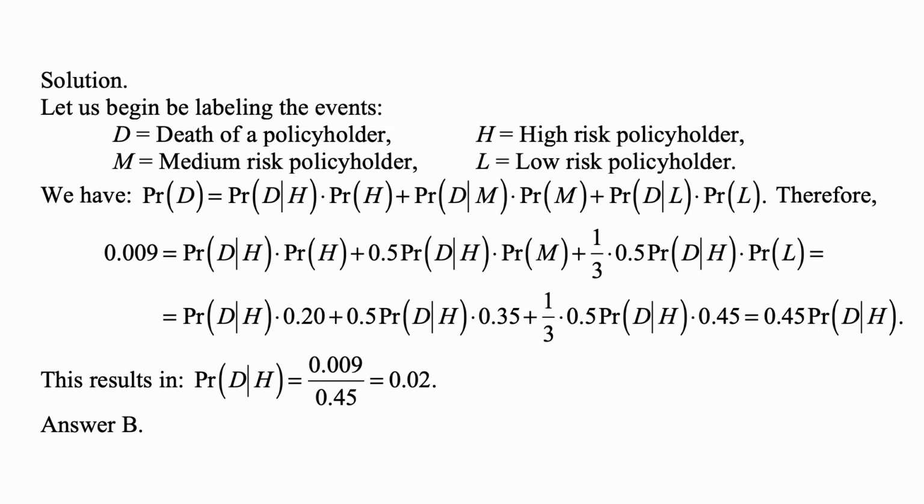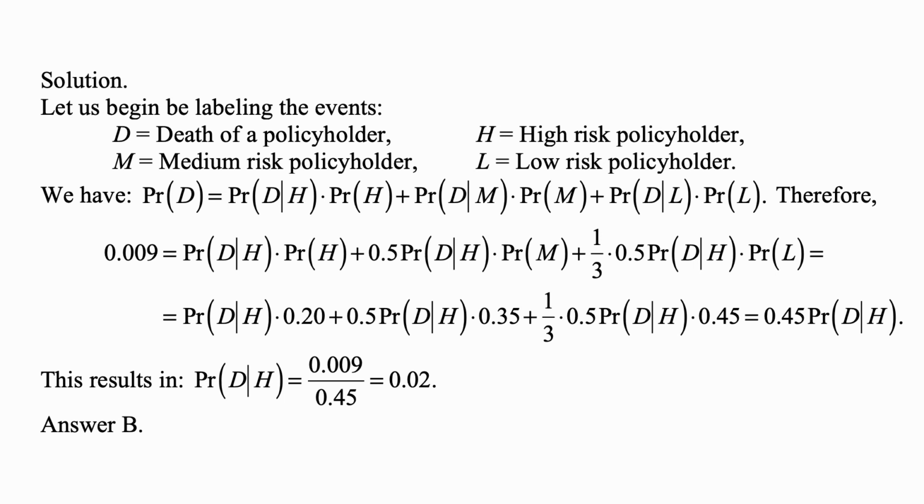and probability of D given M is 0.5 of the probability of D given H, and probability of D given L is a third of what probability of D given M is, so it's a third of a half of probability of D given H. So therefore we get this equation that 0.009 is probability of D given H times probability of H, plus 0.5 times probability of D given H times probability of M, plus 1/3 times 0.5 times the probability of D given H times probability of L. And probability of H is 0.20, probability of M is 0.35, and probability of L is 0.45.